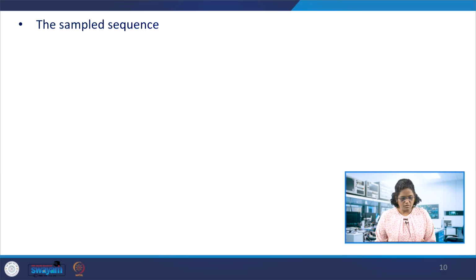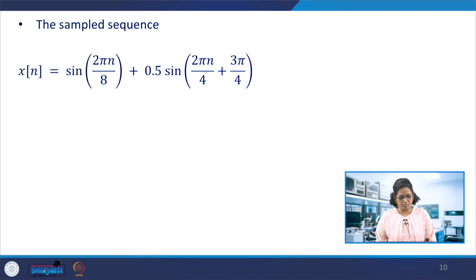So how do we obtain the sampled sequence? The DFT takes only discrete samples, so we need to discretize this. In x of n we substitute t as n Ts, where fs is given as 8 kilohertz, so Ts is 1 by 8000. So 2 pi 1000 n Ts gives 2 pi by 8 times n, and 0.5 sine 2 pi by 4 into n, similarly 2000 by 8000 here, with the 3 pi by 4 phase. This is the sampled signal we have.